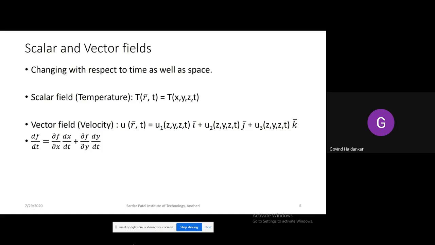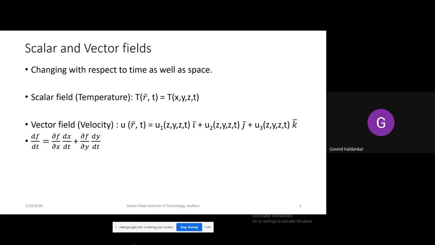So here we'll see about scalar and vector fields. Both the fields, whether scalar field or vector field, change with respect to time as well as space. That's why in electromagnetic fields we are going to study both scalar and vector fields. The example of a scalar field is temperature. The function of temperature depends upon both r bar, that is the position vector, and time t. Now what is a position vector?